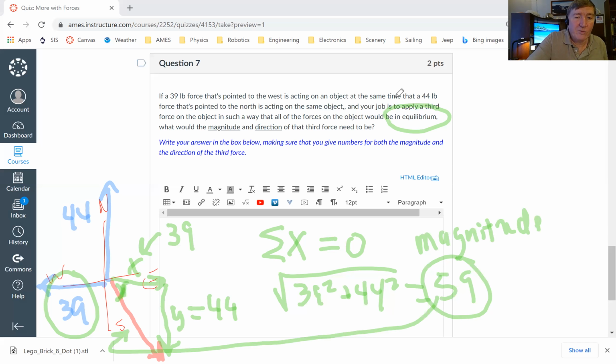And then what is the direction? Well, if I do the inverse tangent of 44 divided by 39, that will tell me what is the angle. So I'm going to do the inverse tangent of 44 divided by 39, and I get 48.